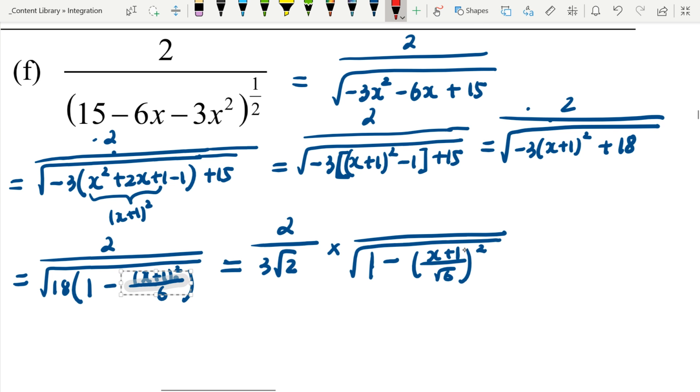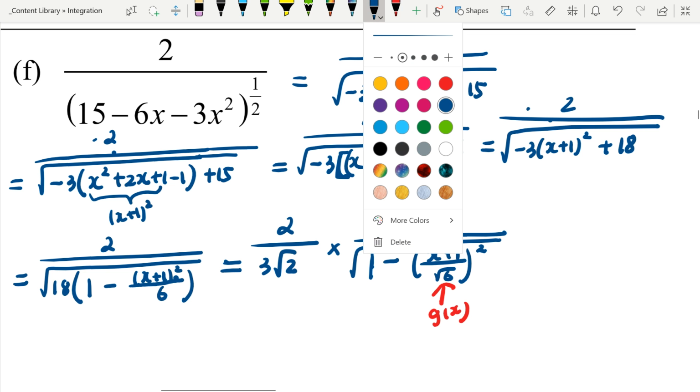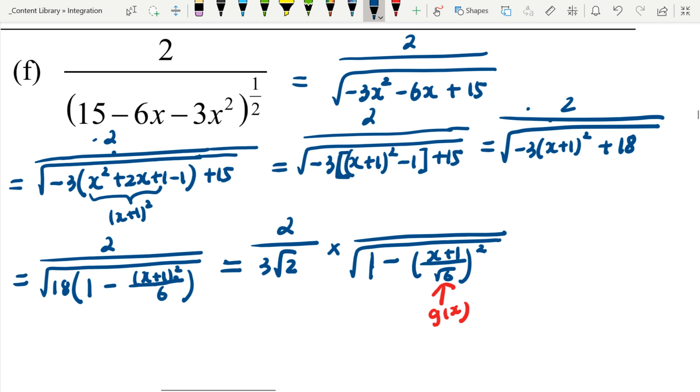So this is the g(x). I need to think what I want to be on top. g(x) is that, so what's g dash x? That's why I leave it empty. What's g dash x? 1 on root 6. I can't just multiply by 1 on root 6. I need to multiply by root 6 on 1 as well. So I'll make some space and multiply by root 6 on 1 here.